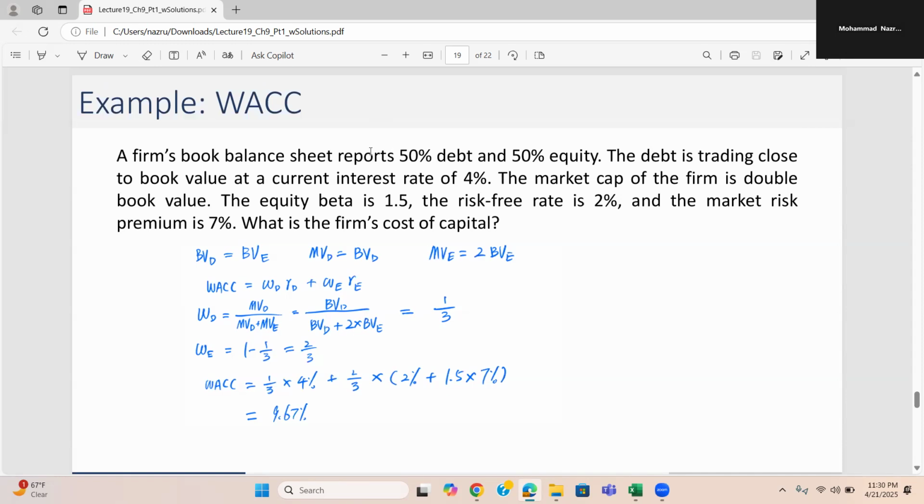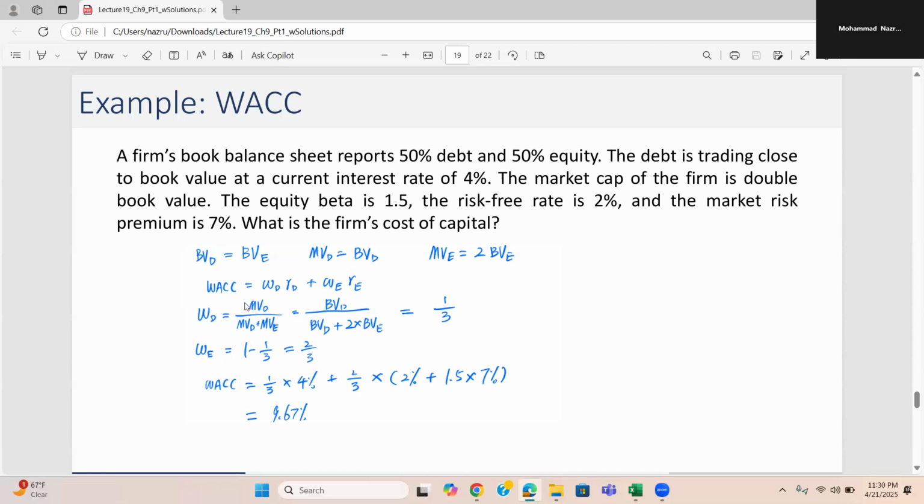Let's do it together. Okay, so the firm's book balance sheet reports 50% of debt and 50% of equity. The debt is trading close to book value at a current interest rate of 4%. So the 4% interest rate is for debt. The market cap of the firm is double book value. So we can write market value of equity is twice book value of equity, and the equity beta is 1.5, risk free rate 2%, and the market return 7%.